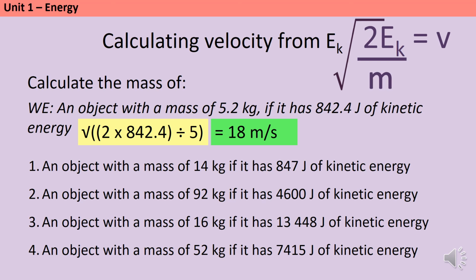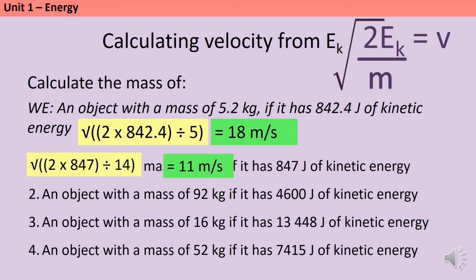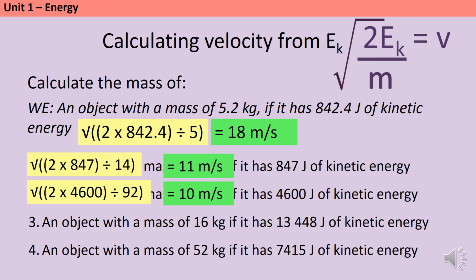So for question 1, we start with 847 joules of kinetic energy. We double that, then divide it by the mass of 14, and then square root the entire answer. That gives me a velocity of 11 metres a second. Then for question 2, we're doing 2 lots of 4,600 joules of energy divided by the mass of 92 to give an answer of 10 metres per second.